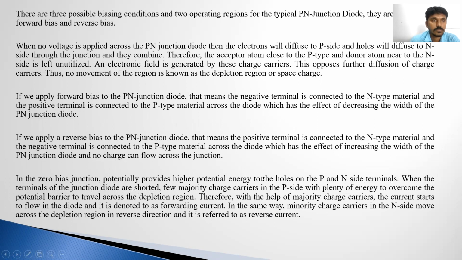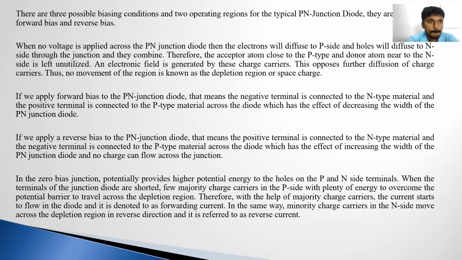Next, there are three possible basic conditions and two operating regions for a typical PN junction diode. The three bias conditions are zero bias, forward bias and reverse bias.